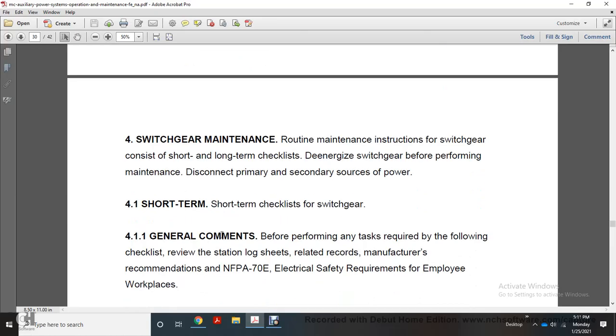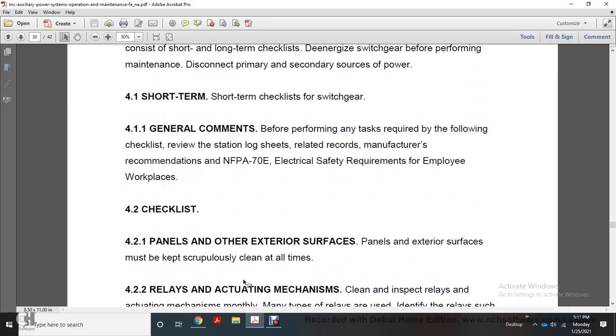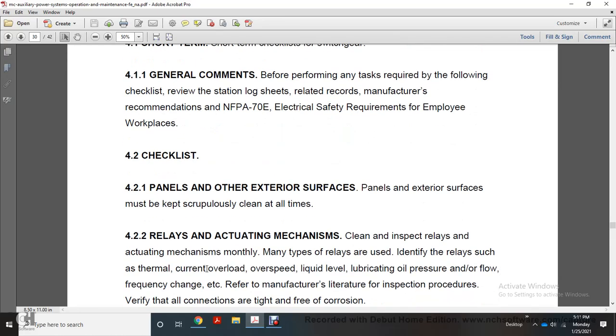General comment: before performing any of the tasks in the following checklist, review the station log sheet and related records, and the manufacturer recommendation. National Fire Protection Association 70E: electrical safety requirements for the employee workplace. 4.2. Checklist panel: the panel and exterior surfaces must be kept scrupulously clean at all times. Relays, actuating mechanism.